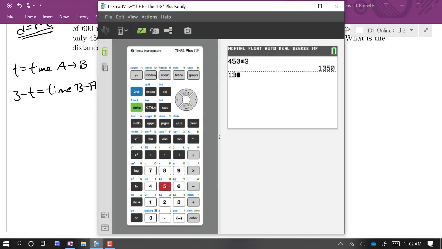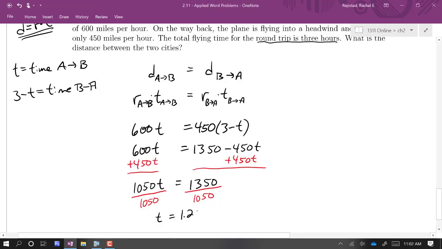1350 divided by 1050 is 1.2857 approximately, and that would be hours. Now we have to be careful because look, the variable that we solved for is the time it takes to get from city A to city B.